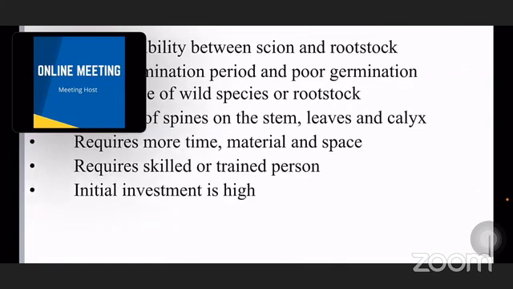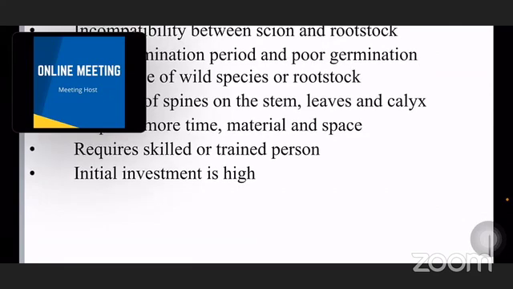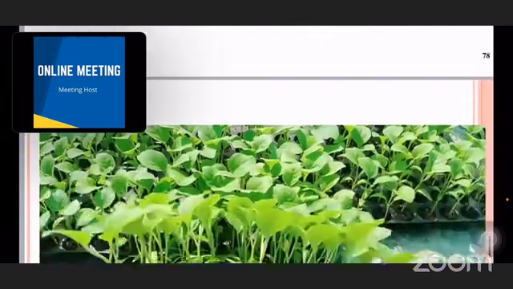We have to take care of the humid chamber, and then separately we have to grow them for almost 1.5 months. It also requires a skilled and trained person for grafting. If the cut is wrong, like if the vascular bundles are cut, there is no transportation of food and water to the seedlings, right? Then the initial investment is also high as compared to normal growth.